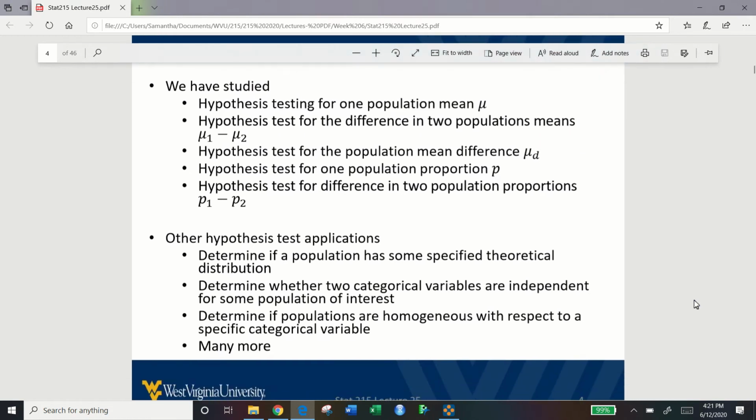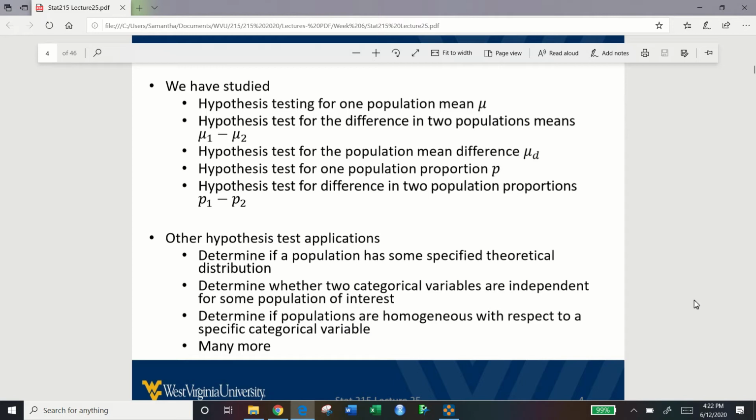If we think back to what we've studied the previous week, we learned about hypothesis testing for one population mean mu, the hypothesis test for the difference in two population means mu1 minus mu2, the hypothesis test for the population mean difference mu_d, the hypothesis test for one population proportion p, and the hypothesis test for the difference in two population proportions p1 minus p2.